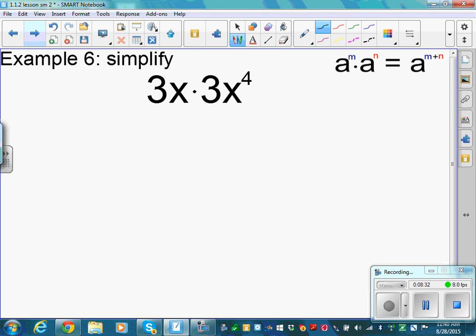All right, let's do another one. 3x times 3x to the 4th. Now, once again, the 3 is not connected to the x, and the 3 is not connected to the x to the 4th. So we can reorder this in any order, and let's go ahead and do that.